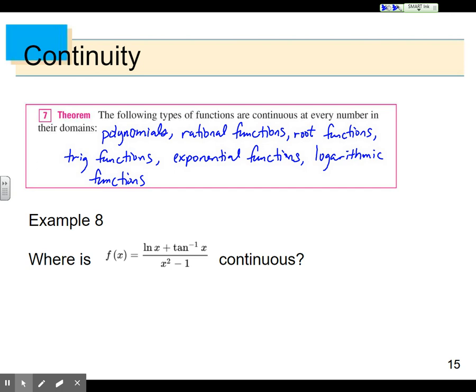Okay. So what we're able to do now is take this complicated algebraic function that we have in example 8, and tell where it is going to be continuous. All right. So looking at this one, I've got a natural log function. When I think of natural log, I know I can't take natural log of anything negative, nor can I take natural log of 0. So this is going to be continuous on, again, its domain from 0 to infinity. 0 is not included on that.